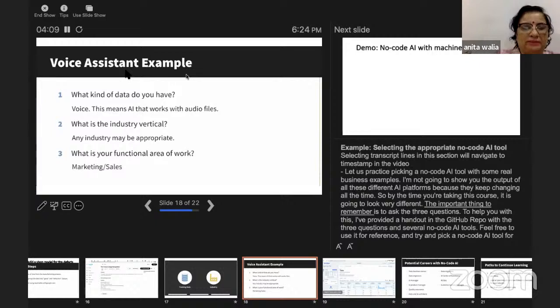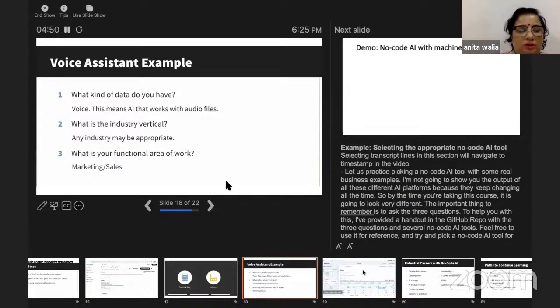If you are creating a voice assistant AI model, then the kind of data you will use is audio files, all kinds of sounds and audio files. For example, Alexa in India is using Amitabh Bachchan's voice. You can hear Amitabh Bachchan waking you up and saying good morning, this is Amitabh Bachchan calling you. All these kinds you can do. So you need the kind of audio which you want. What kind of industry vertical? Again, any industry uses voice assistants. Where do you use voice assistants? In the marketing and sales functional area.